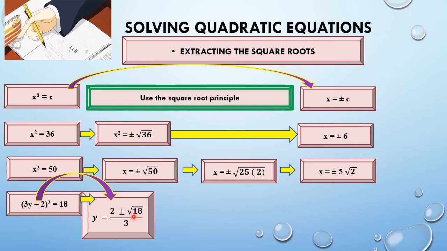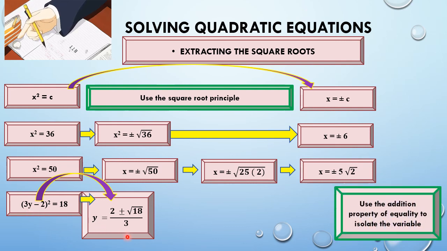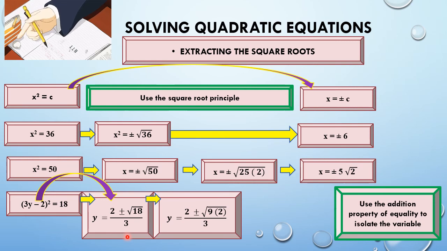We extract the square root of 18 here. So that's it. And then, y divided by 3? Y divided by 3, because the coefficient of the variable y is 3. So we have to divide that one. So your tip is, use the addition property of equality to isolate the variable. So what's the next step? Let us simplify once more. What only changed?